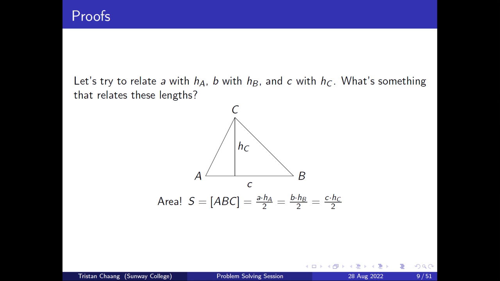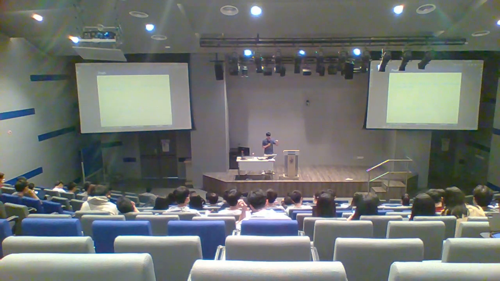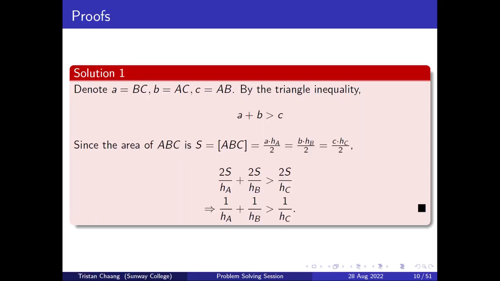Like, why does a become 1 over h_a? Because those two are kind of proportional, right? So, right. So let's see how we can write a formal proof. A proof that I would write in the OMK context.